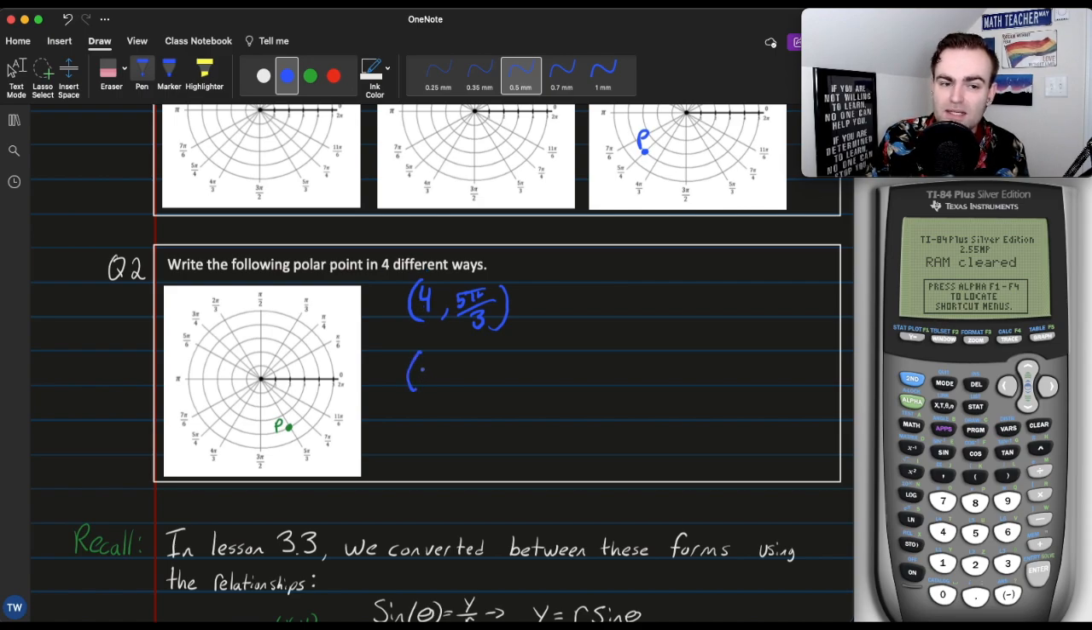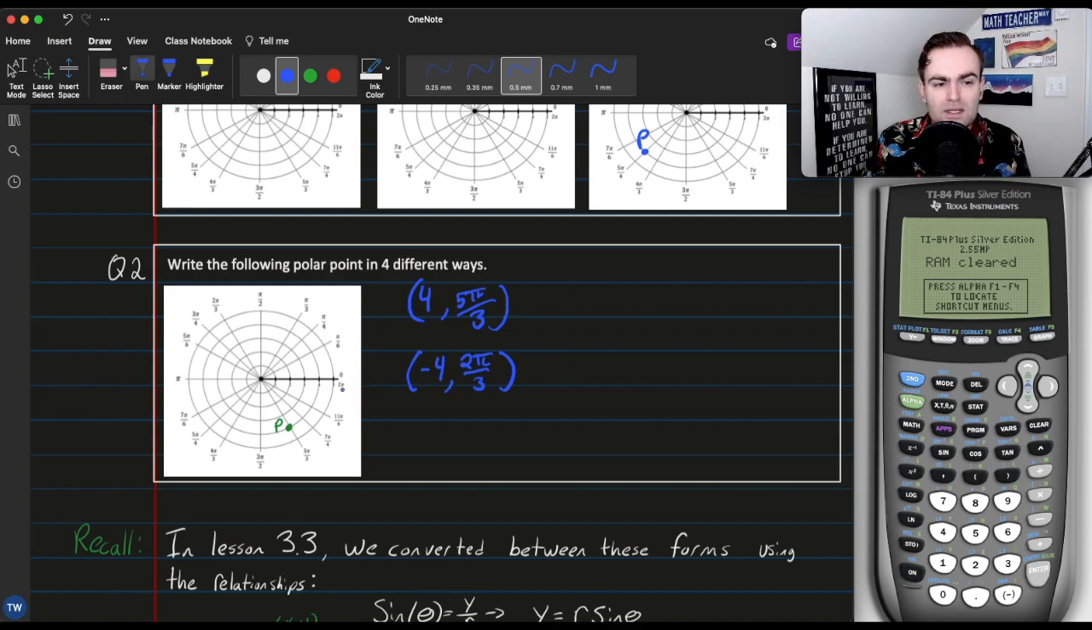So if I use a negative 4, that means that I need to follow this to the opposite side. So following it through the pole to its opposite angle, 1, 2, 3, 4. So we're just using this angle here, but we're going to call it 2 pi over 3. Again, not that bad, right?